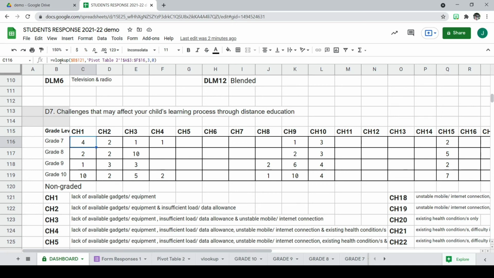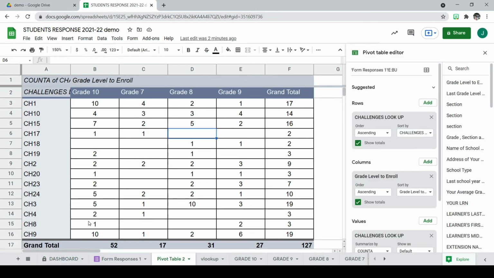So, for example, VLOOKUP. It can be capital actually. It's a VLOOKUP formula. Then close parenthesis, and here the range.